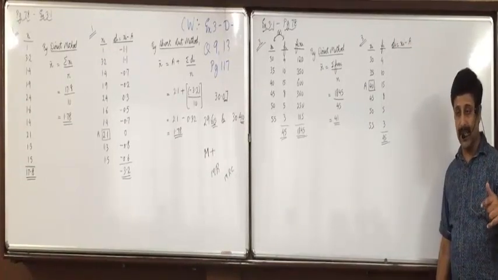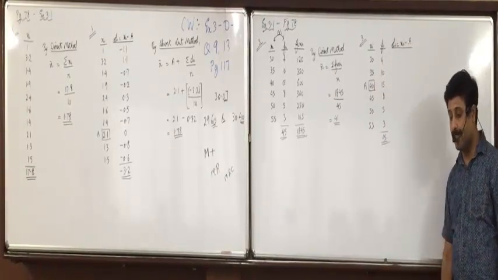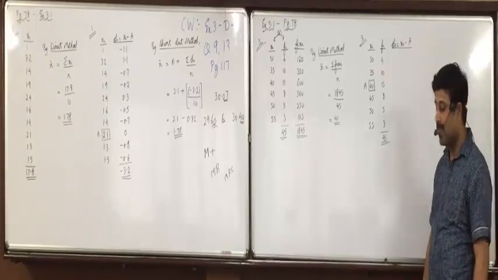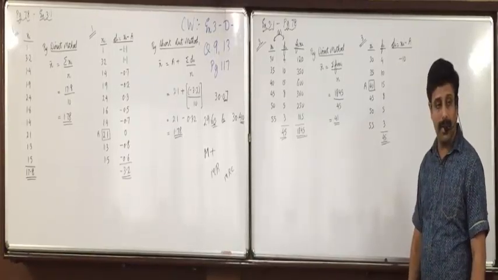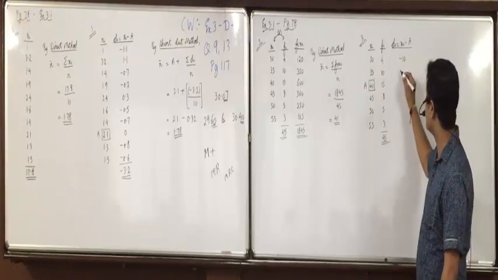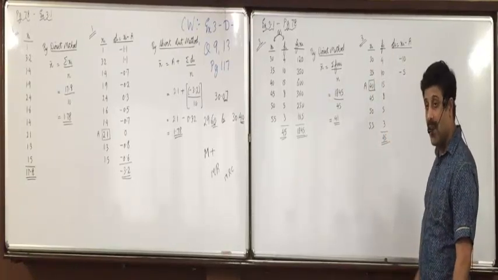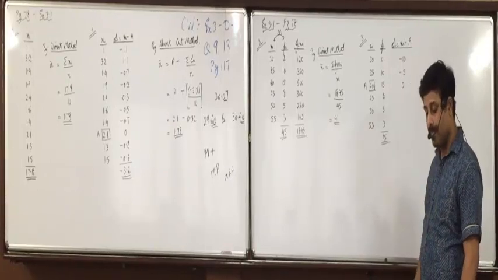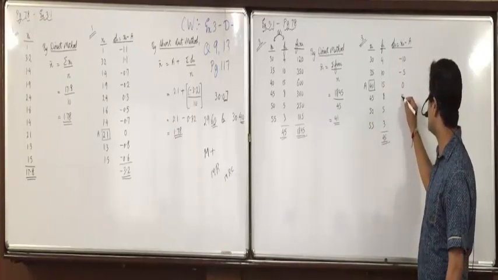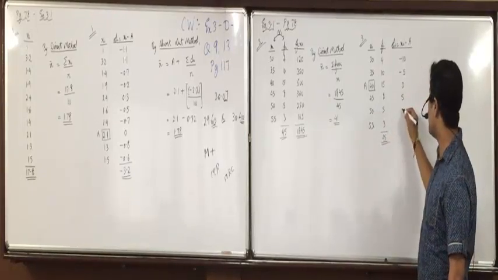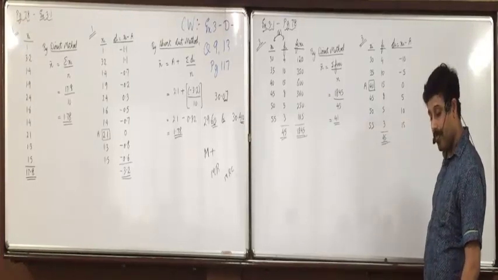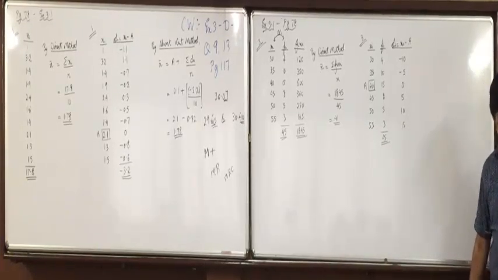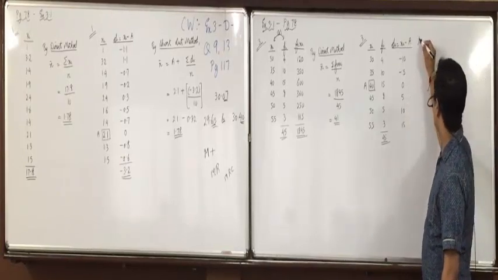Now we'll use that shortcut method in calculator. Do 30 minus 40 equals to minus 10. Now directly do 35 equals to. Directly do 40 equals to. Directly do 45 equals to. Directly do 50 equals to. Directly do 55 equals to. Okay. What is the total? Not needed.